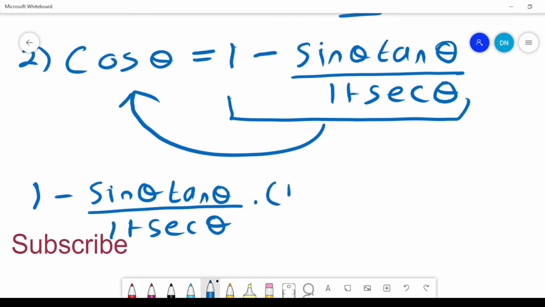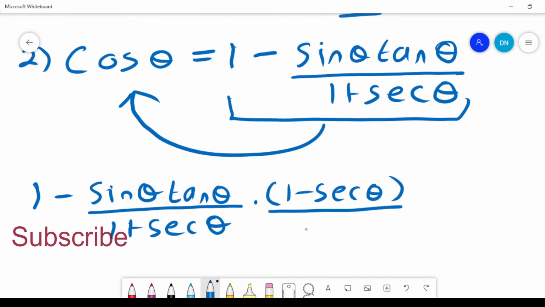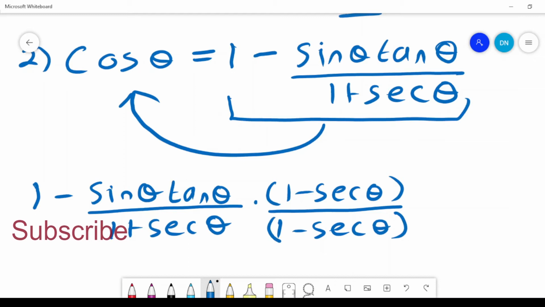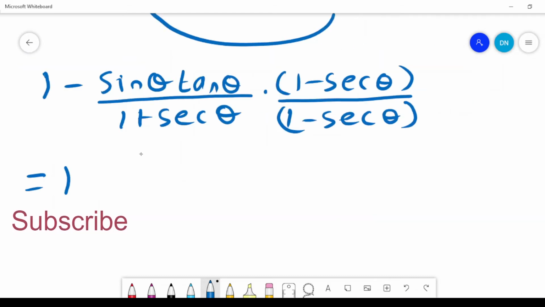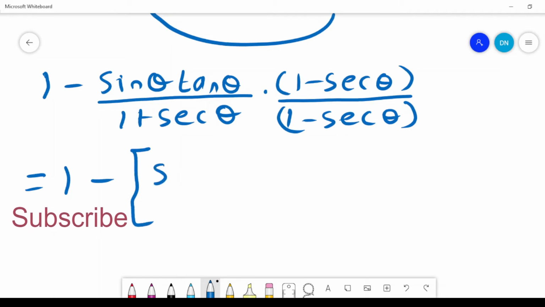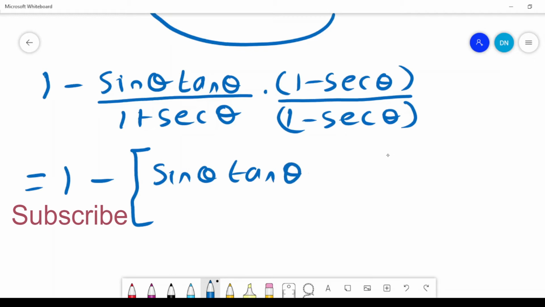So I'm going to multiply with 1 minus sec theta, and I'll multiply also with 1 minus sec theta. So by multiplying with 1 minus sec theta over 1 minus sec theta is just like multiplying with basically 1. So I want to separate that. So it is sine theta tan theta.